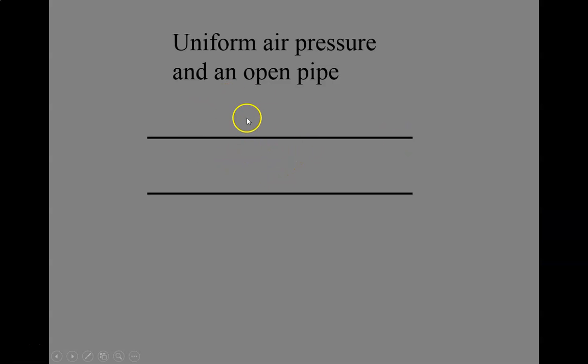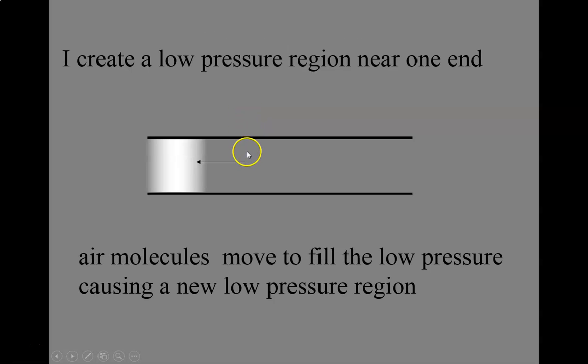So here we've got a uniform air and an open pipe. Okay. So I'm going to create a low pressure region here, a rarefaction, and then the air molecules are going to rush to fill that in. They'll do that from both sides, but they'll rush from this side too. And then as that happens, the rarefaction will just keep moving to the right.